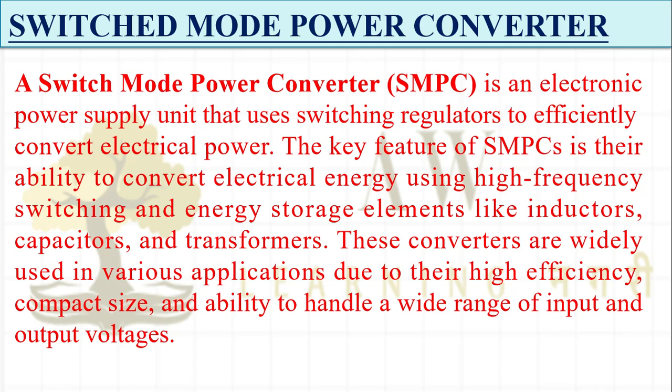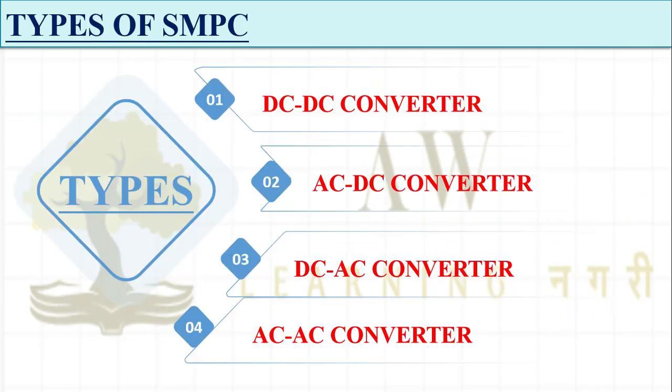So the switch mode power converters can be of any form. They can work with AC voltages or they can work with DC voltages. They can convert AC voltage to DC voltage, they can convert DC voltage to AC voltage and vice versa. So what are the different types of SMPCs? I have already told you that they can be of various types.